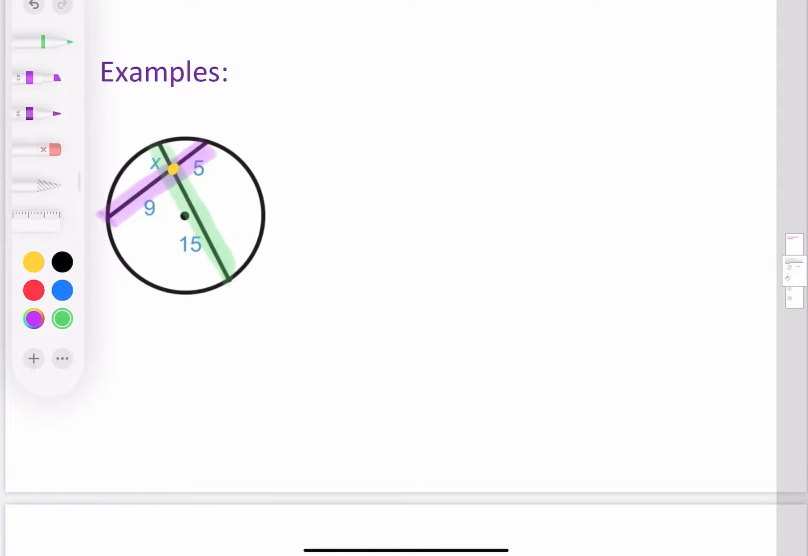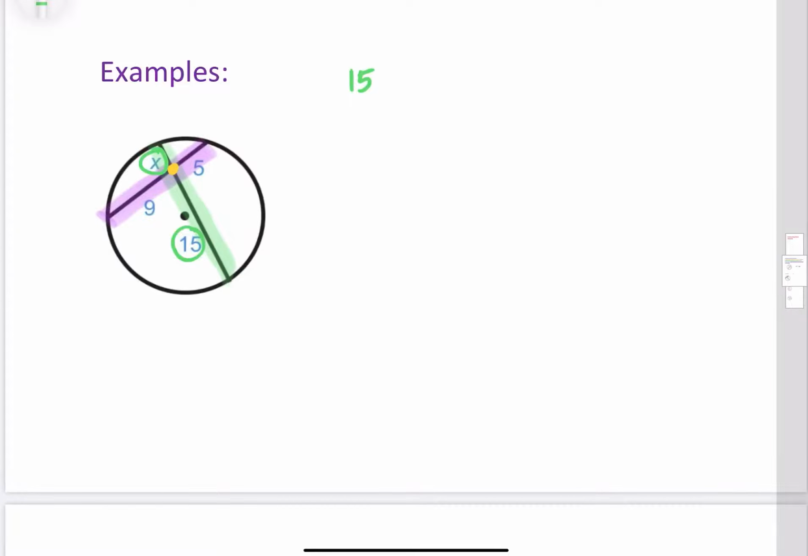If I take a look at my first chord, the two pieces that I have are the x and the 15. The product of it means to multiply them. So I'm going to do 15 times x, or x times 15, which is just 15x. Now, we're going to take the product. That should equal the product of the segments from the second chord. The segments from the second chord are the 9 and the 5. If I multiply those together, that's going to give me 45.